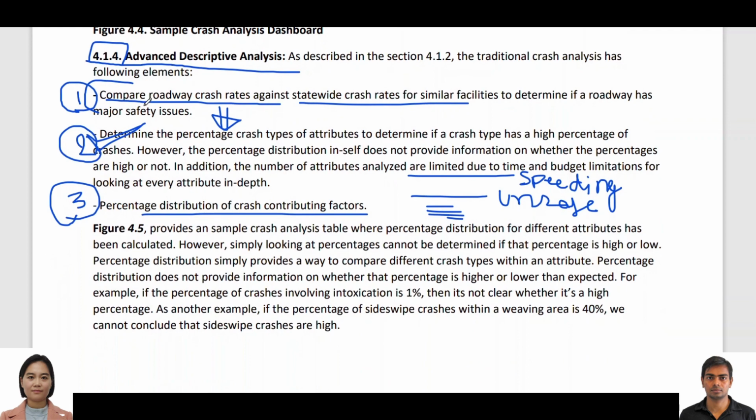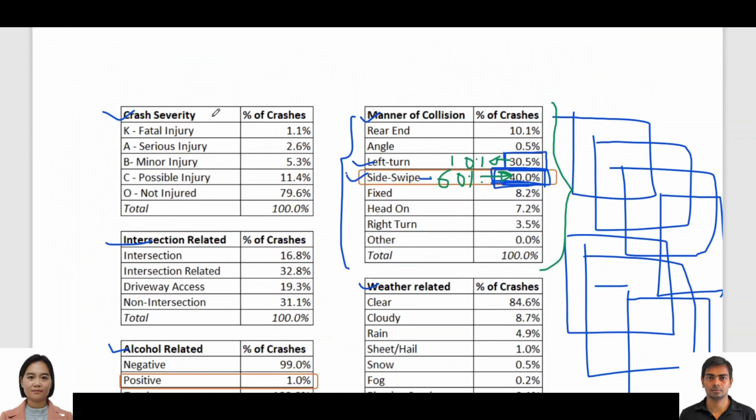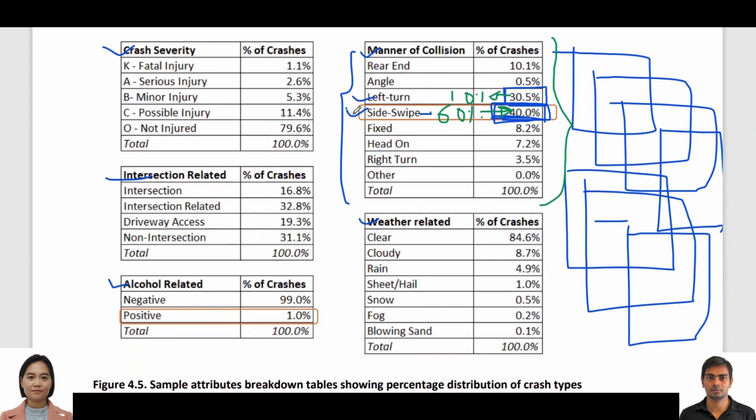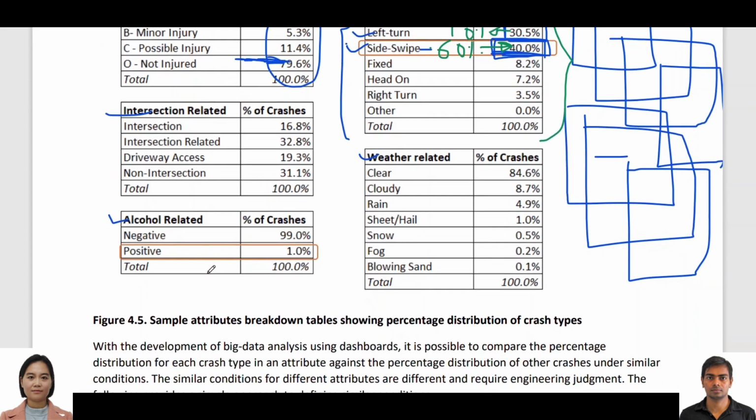So we'll use the tool which comes from point number 1, or logic which comes from point number 1, to solve this problem of how to make sense of this number. This is 79.6. Is it a high number or is it a low number? Let's say alcohol related crashes are 1%. We don't know whether this is good or bad, or what to expect.